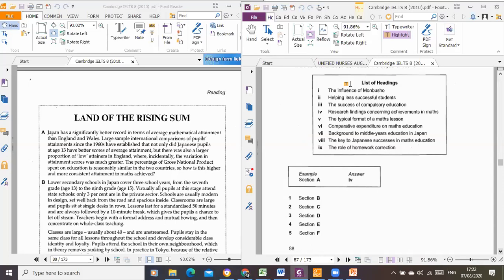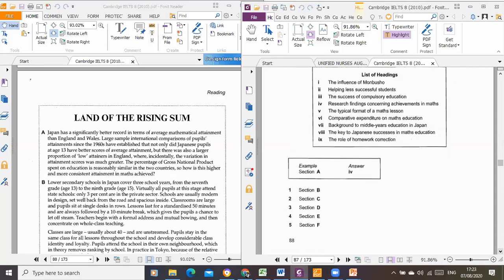Really? So it's likely that the Zoom meeting will end soon, but if that happens, just click the same link again, okay? All right. Section A has been done for us, which is research findings concerning achievements in math, which was taken from this place. There is a difference between Japan and England and Wales mathematical attainment. However, they talked about large sample international comparison of pupils' attainment since 1960 have established that not only did blah, blah, blah. So he talked about a research, okay? So they've done that. I won't worry so much about that, okay?